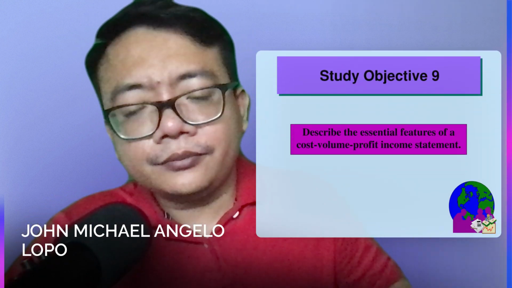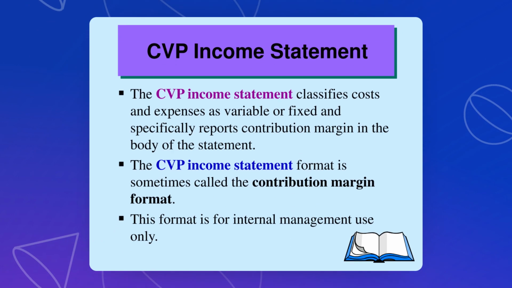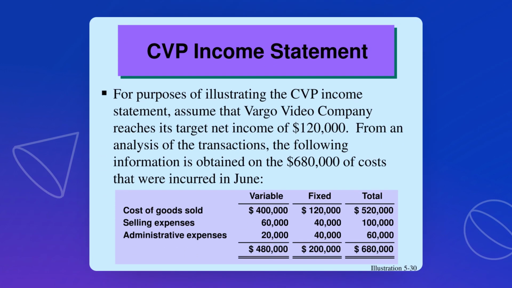Okay, last topic, or last subtopic, is all about the features of the CVP income statement. In the CVP income statement, it classifies costs and expenses as variable and fixed. It specifically reports contribution margin in the body of the statement, so it is also known as the contribution margin format. Please take note of the last bullet. This format is for internal management use only. Yes, class, only for internal reporting purposes. That is why, if you notice, cost of sales, selling price, admin are all part of your FinAct in computing your net income.